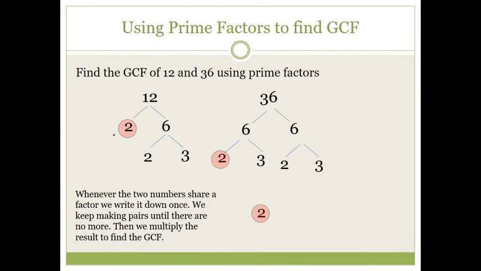Notice I have a 2 listed as a factor of 12 and also a factor of 36. So I highlight the 2's here and write the 2 down once. Now I'm looking between the two numbers again and saying, okay, is there anything else? Can I make any other pairs? Notice here I have a 2 over here and another 2 as a factor of 36. So I highlight those and write that number down once. How about 3? Yes, 3 appears on both lists, so I write that number down once. And then there are no other pairs that I can make. I've used them all up. So finally all we do is multiply those numbers together, 2 times 2 times 3, and we get 12.